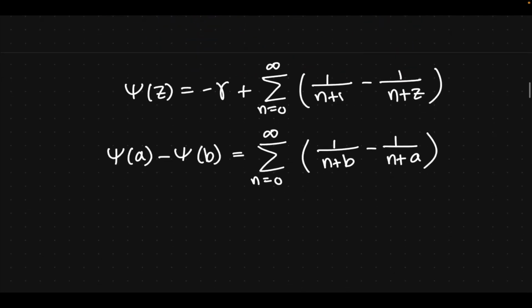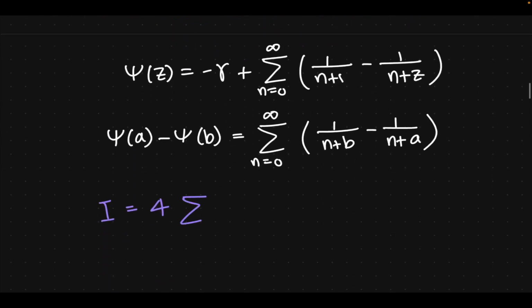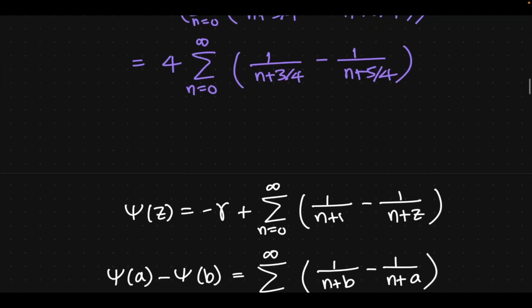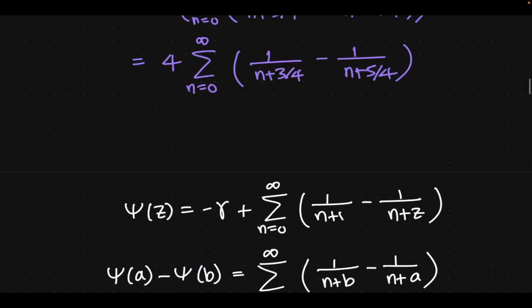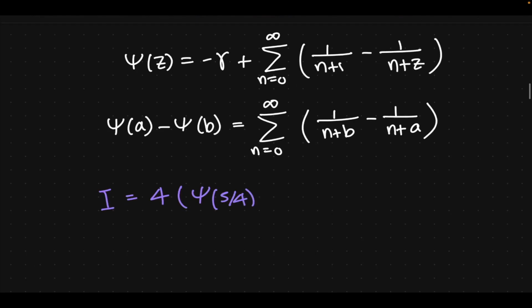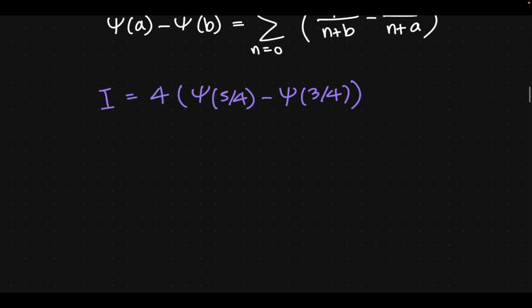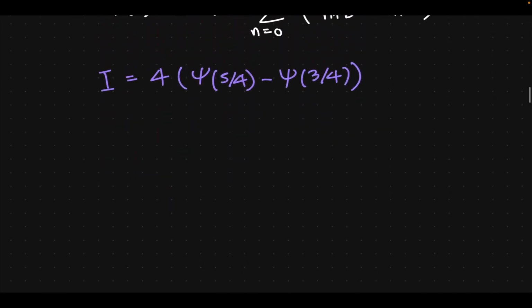So using this nice formula we get 4 times, well, we don't need the sum anymore, we have digamma 5 over 4 minus the digamma of 3 over 4. And there is yet another identity that will be useful for us here. That identity is the recursion formula for the digamma, which is digamma of x plus 1 is just digamma of x plus 1 over x.